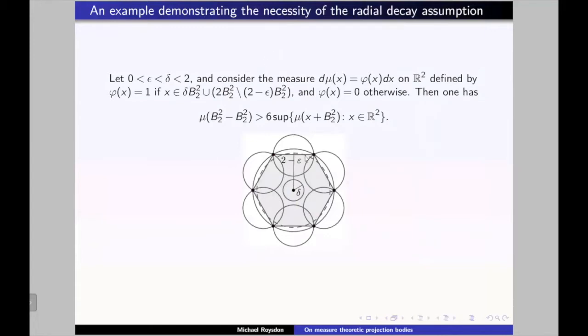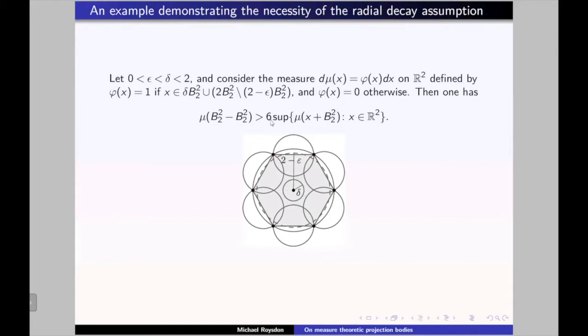You can just see from this picture, if I take the Euclidean ball in two dimensions, from the comment I made before, when you take a difference body, it blows up to the Euclidean ball of radius 2. And what I can do is take the measure whose density is 1 on a very, very small annulus around the boundary and 1 on this small ball here. So that no matter how many times I try to peck the boundary with 6 copies of the original body K, I will never touch this ball, right?